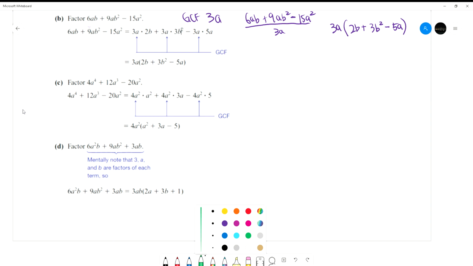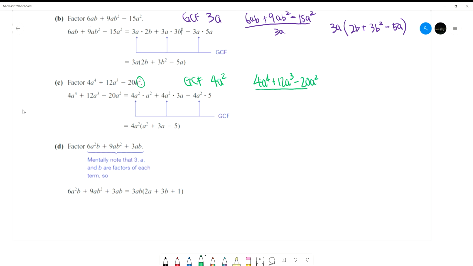All right, so we have 4. I'll look at the smallest number, 4, and see if it divides into all the other numbers. If it does, that's part of the GCF. That's an easy way to check. If it doesn't divide, that means you have to find a different number. So 4, and then I see the smallest a is a squared. So that's my GCF, 4a squared, right? The quick and easy way. Then you do 4a to the fourth plus 12a cubed minus 20a squared, and we divide it by the GCF 4a squared, right?